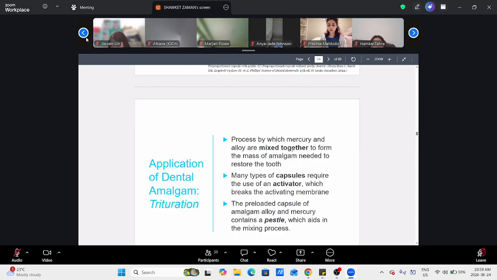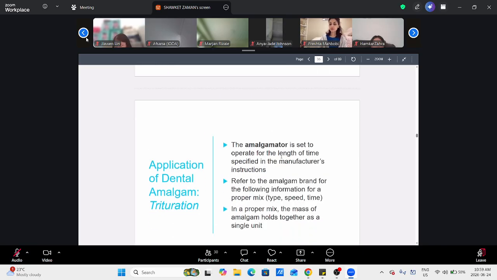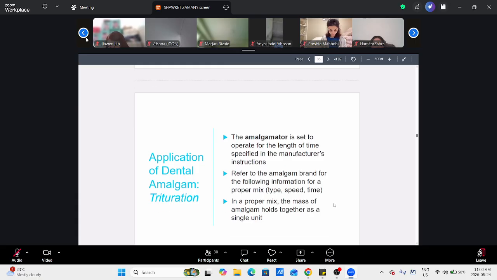It can be triturated with the help of an amalgamator, or with a mortar and pestle. The amalgamator is the instrument used to mix the amalgam materials. It comes with different speeds, and usually 5 to 7 seconds is enough to mix the amalgam mass together for a single unit.